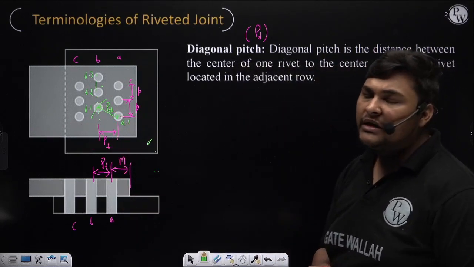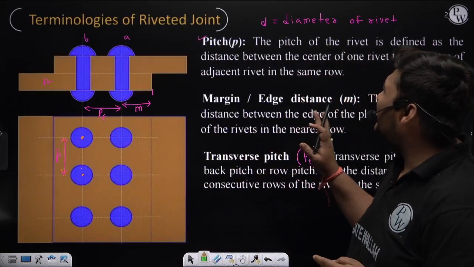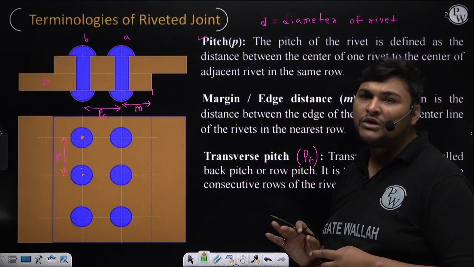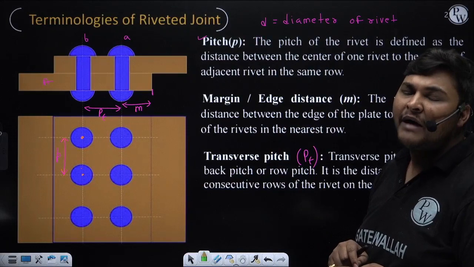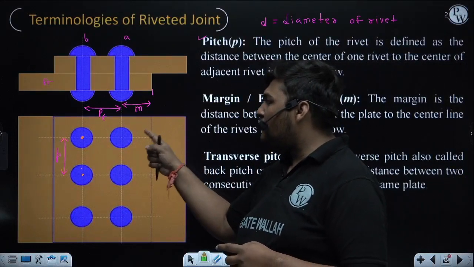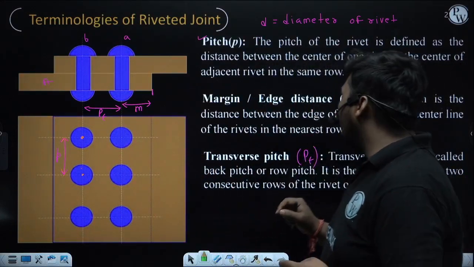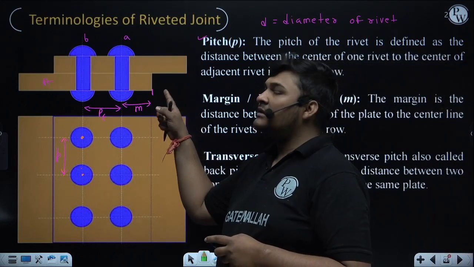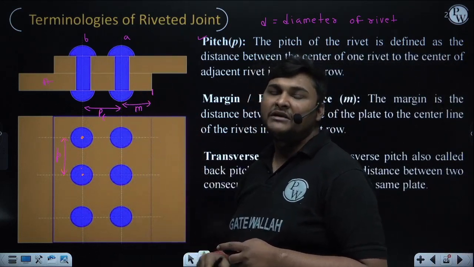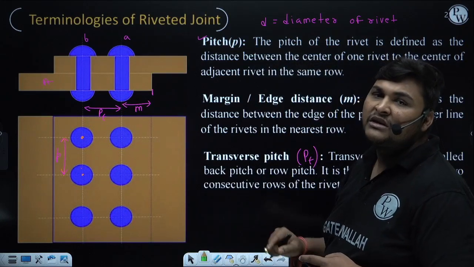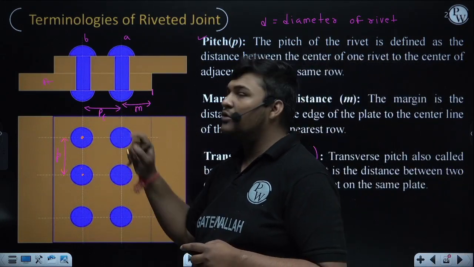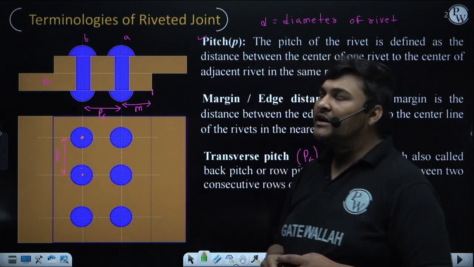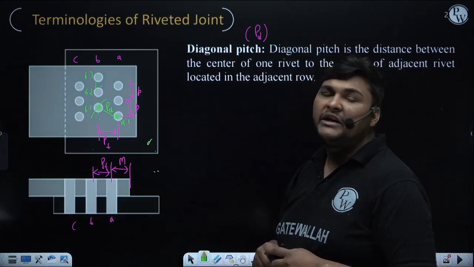Okay, so we have discussed these five terminologies. Small d is the simple diameter of the rivet, that is the diameter of the shank portion of the rivet. Small p is the pitch, which is the central distance between two rivets in the same row. Small m, or edge distance, is the margin. From the edge of the plate, the distance of the nearest row is known as the margin. PT is the transverse pitch, the distance between two consecutive rows. For the zigzag pattern, we have defined one more terminology, which is PD, the diagonal pitch.